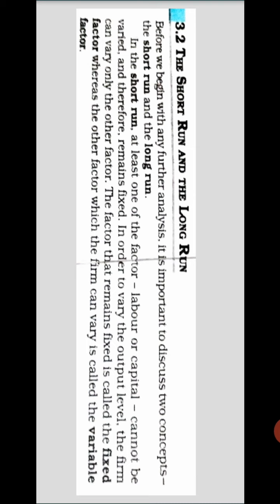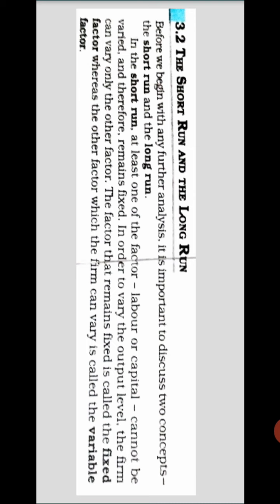So let me explain once again. There are two concepts, one is short run and one is long run. Short run means anything below 1 year, we call it a short run. Another important concept in the short run: both the factors are available in the short run, that is fixed factor and variable factor. Both factors affect the short run. Fixed factor means which you are not able to change, it will remain constant. Variable factor means which goes on changing.